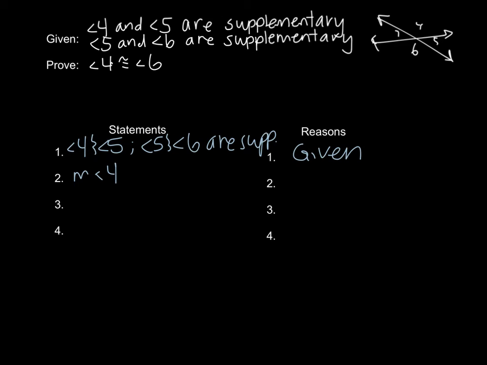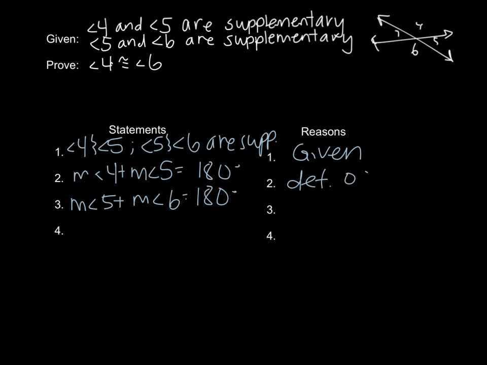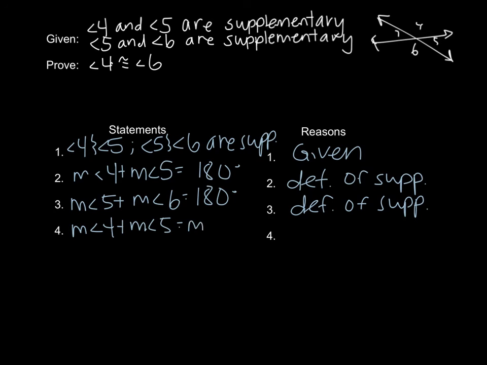So measure of angle 4 plus measure of angle 5 equals 180 degrees. And measure of angle 5 plus measure of angle 6 equals 180 degrees. And that's both by the definition of supplementary. You could have combined those into one step if you wanted. All right, then I know that because we're both equaling 180, they have to equal each other. So the measure of angle 4 plus the measure of angle 5 equals the measure of angle 5 plus the measure of angle 6, and that's just by substitution.